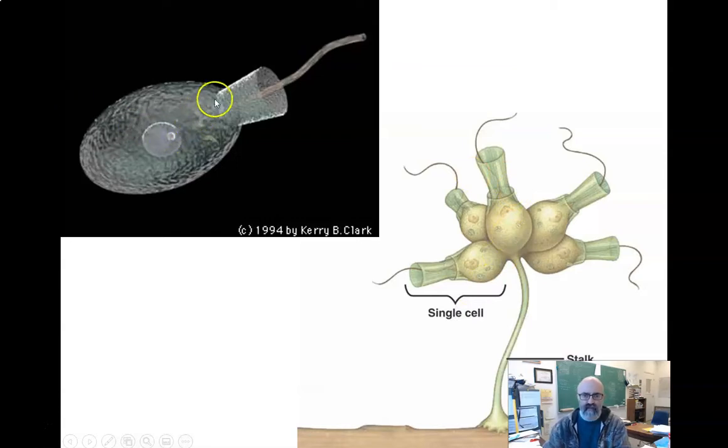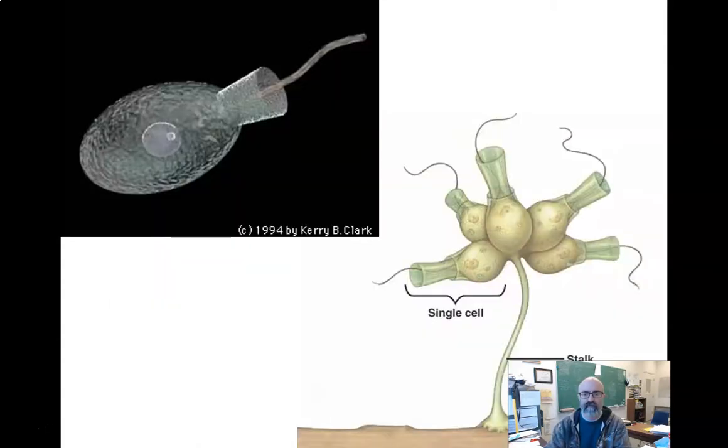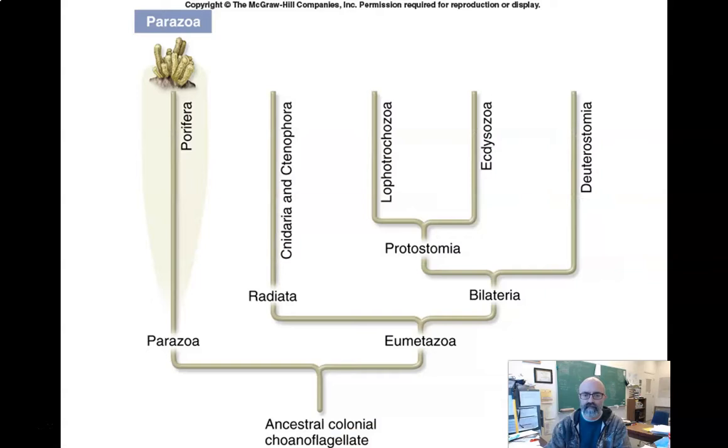So here's some of those choanoflagellates. They're sessile, attached to the substrate. They're single-celled. They have a flagellum, and if you look at this individual choanoflagellate and you look at a choanocyte, you can see an obvious similarity between the two. So here's this ancestral choanoflagellate that gave rise to all the animals, really, including our first branch here, the poriferans.